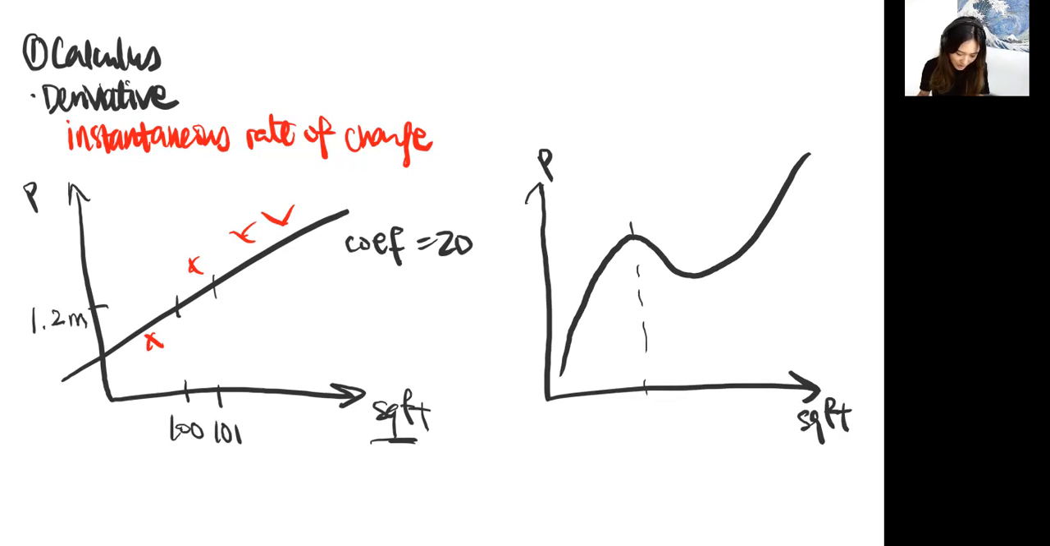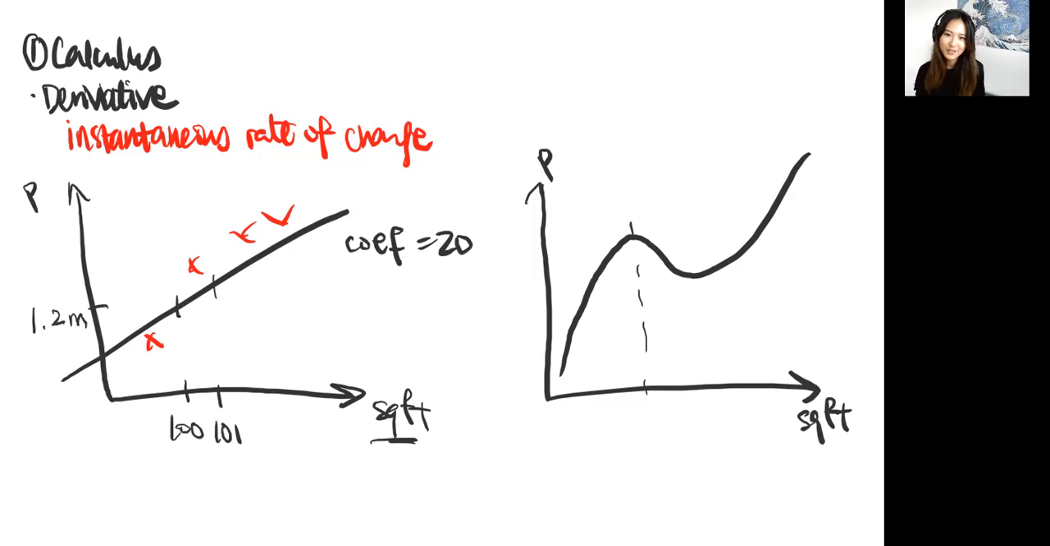And with not a straight line, you actually don't have a constant derivative. Whereas here we had a constant rate of change of 20, here you can see at some parts, as you increase square foot, there is a greater effect on price. And at some points when you increase square footage, it has a negative or much less of an impact on price.